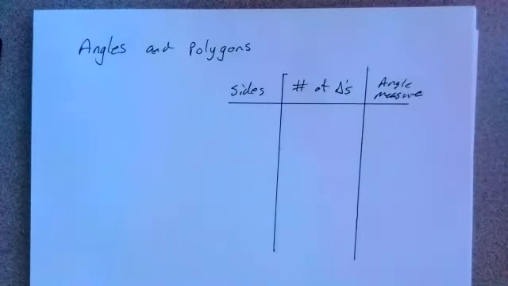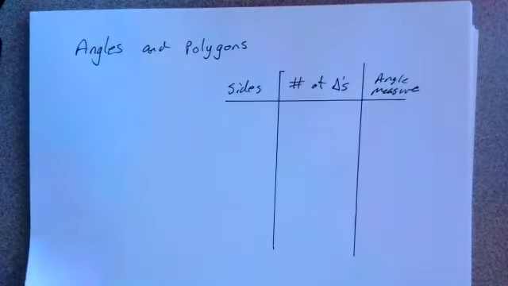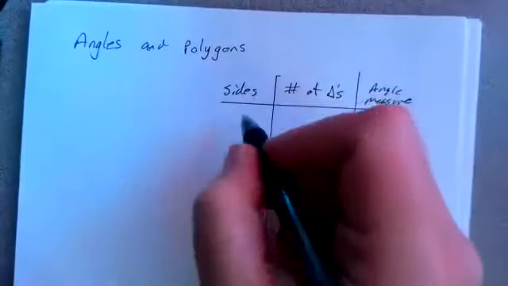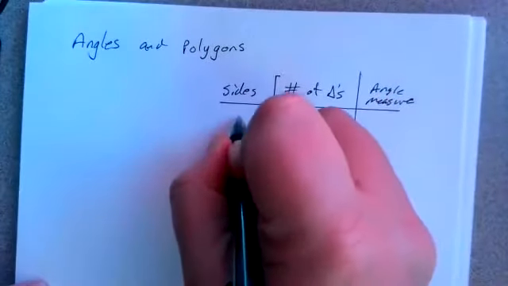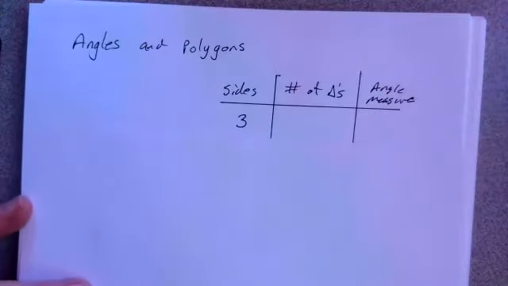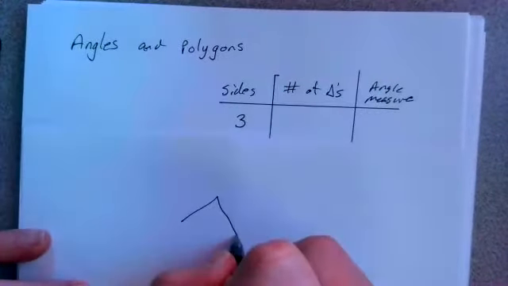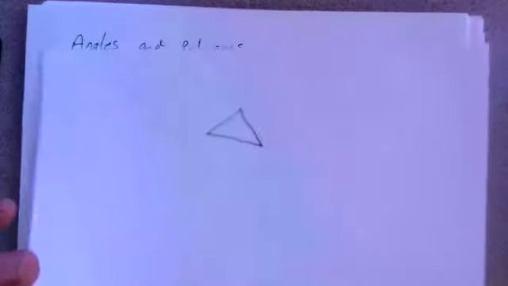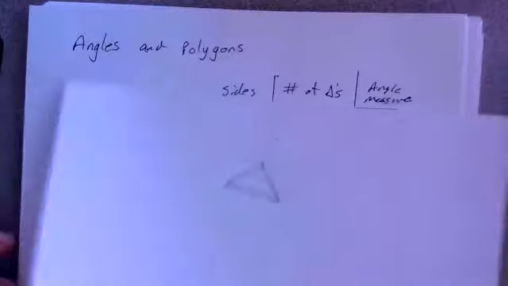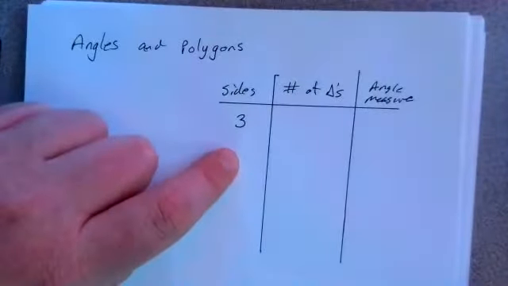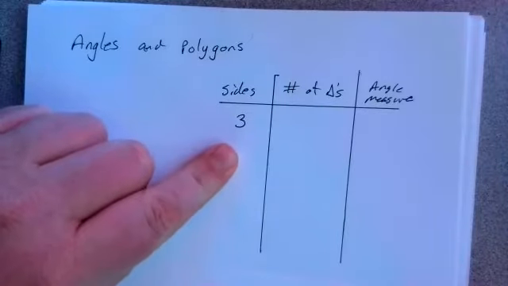All right. So the first polygon that we have, as we saw in the last video, the smallest number of sides we can have in any polygon is 3. So here we go. Let's draw a 3-sided polygon like that. I'm going to do a lot of extra drawing. You don't need to do these drawings. You need to keep track on this chart. This is going to be most important, okay?